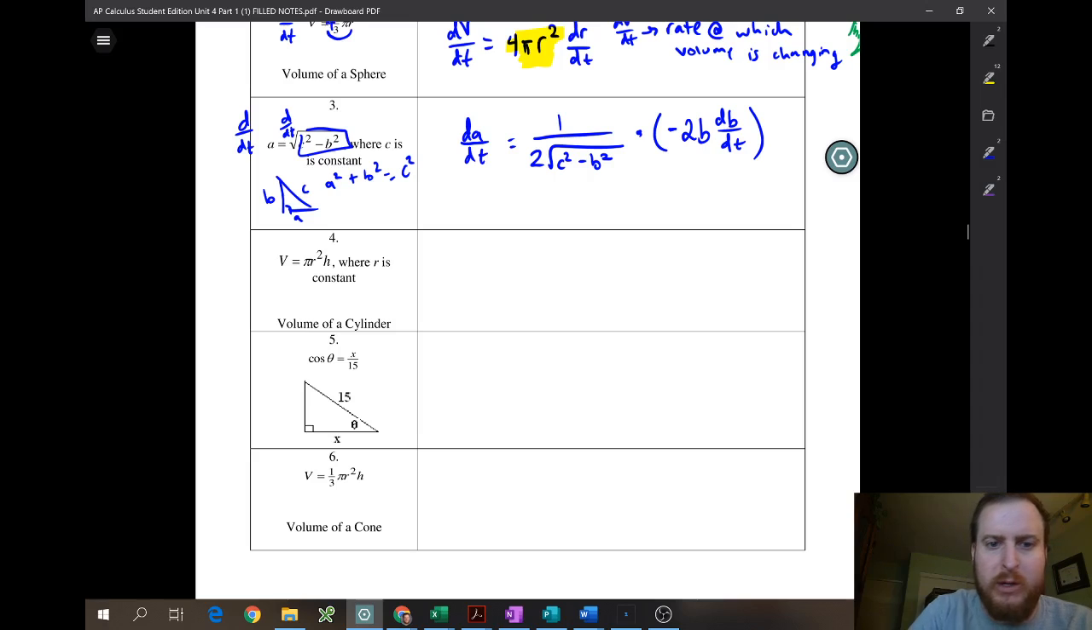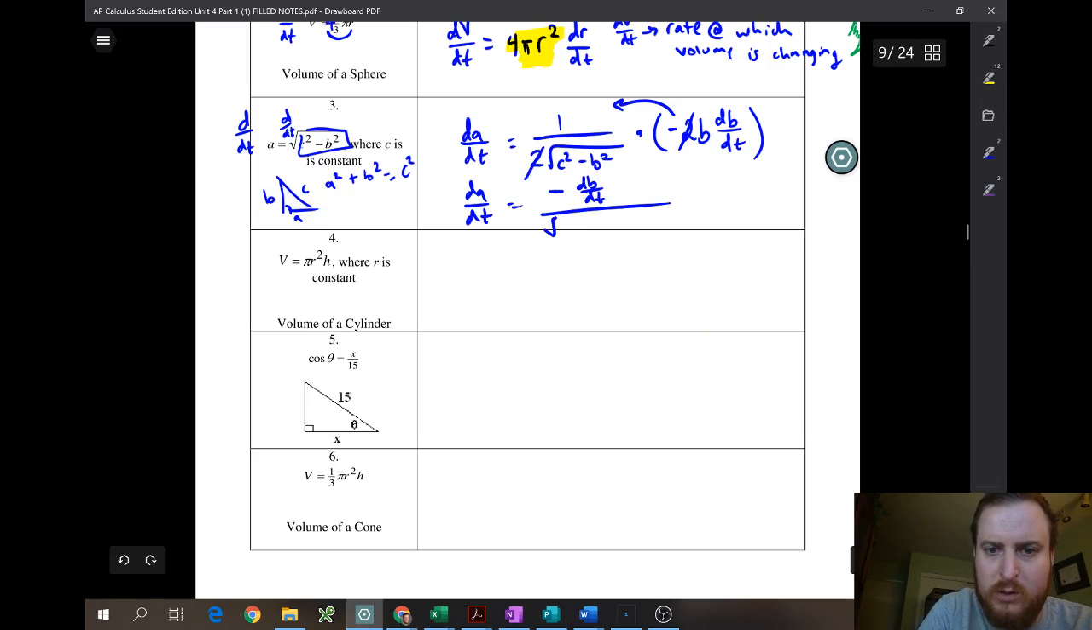So if we wanted to simplify this, right, dA dt equals, we can move this to the numerator. I'm going to cross cancel out my 2's. So negative b dB dt divided by the square root of c squared minus b squared. Now, I know technically we kind of have negative b dB dt, negative b dB dt. I forgot that b there.